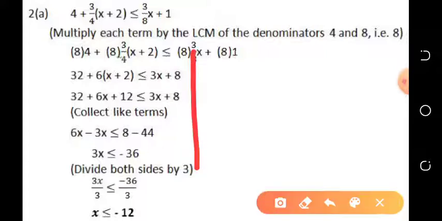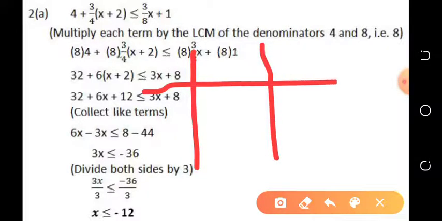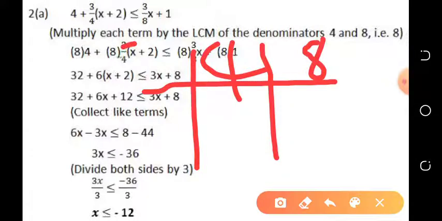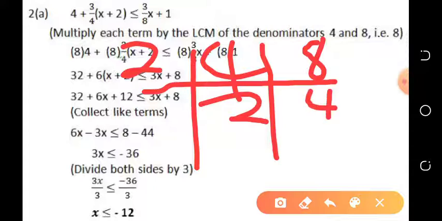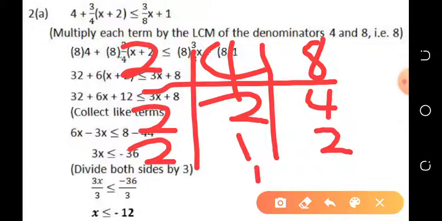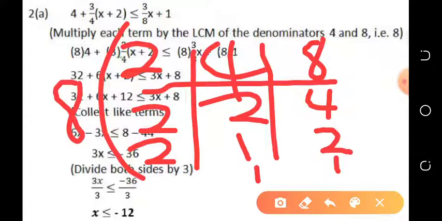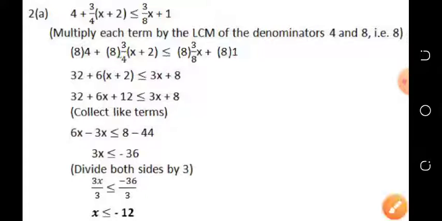By the time you find the LCM of 4 and 8, you have 4 here, you have 8. What can cancel it? 2 goes into 4 and 8. 2 goes here, you have 1 and 2. And 2 goes again, you have 1 and 1. LCM is what? 2 times 2 times 2, which is 8. So you have your LCM there as 8.